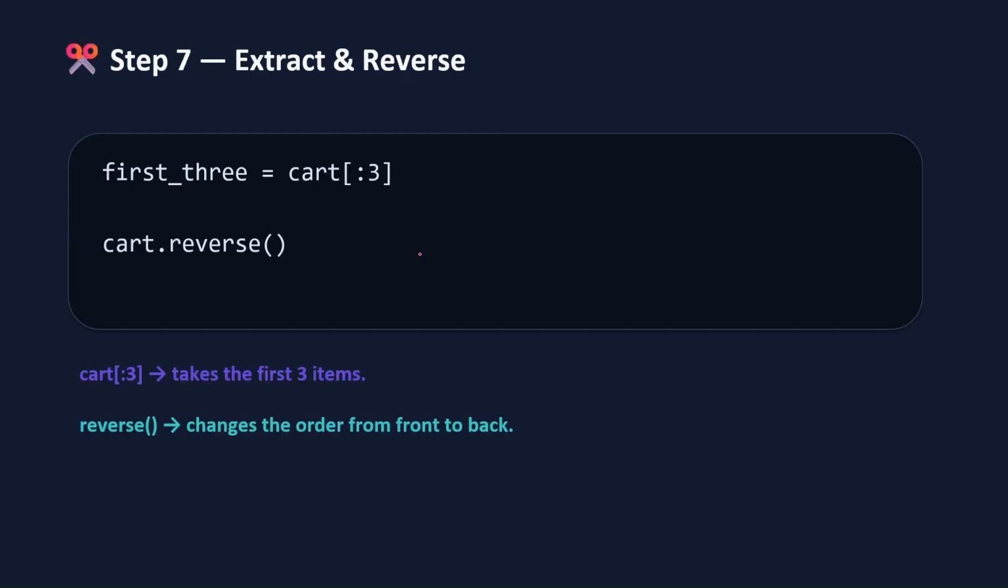Next is extract and reverse. First three, this is where we go in for the slicing method. If I want to extract the first three elements or items alone, I just give cart, inside the square brackets, colon 3. It will take the first three items from the list. Clear? So that is what this is doing.